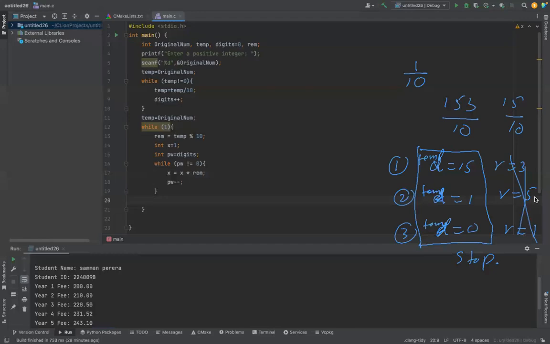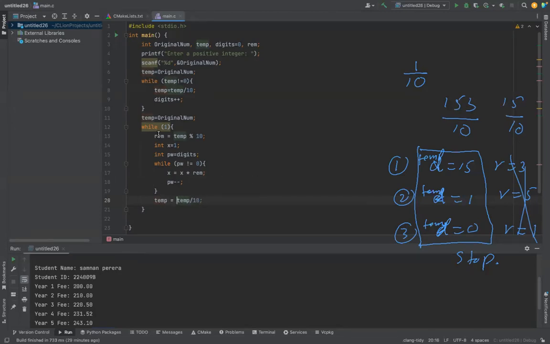How do we get the r equal 5? You know that the temp value is actually 153. If you need to get the 5, the temp value should be 15. Therefore, before you go to the next iteration, temp is equal to temp divided by 10. Now the temp is 15.